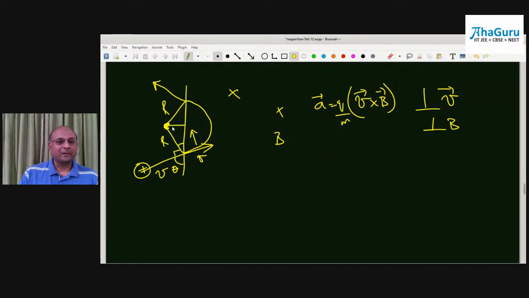And so if I drop a perpendicular, this will be theta. So we saw that this was R cos theta, this is R sin theta. So 2R sin theta will be this distance. So you saw all of that.